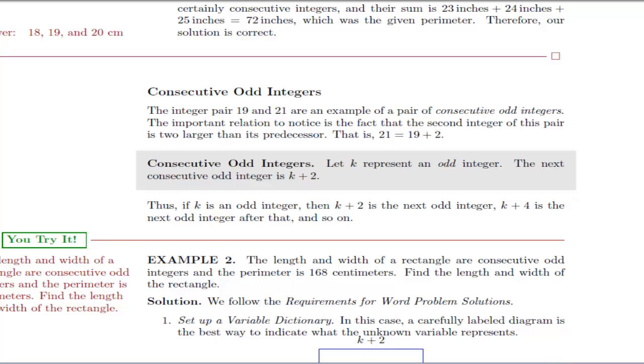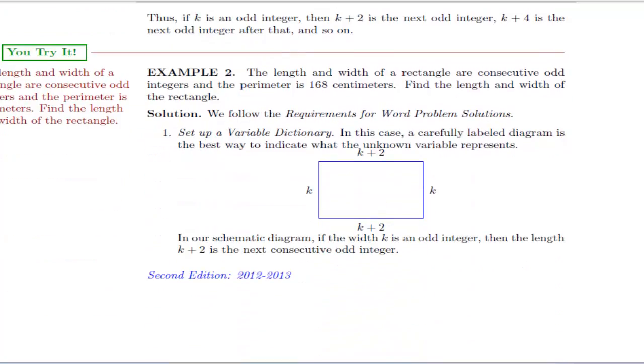Example 2. The length and width of a rectangle are consecutive odd integers, and the perimeter is 168 centimeters. Find the length and width of the rectangle. Solution. We follow the requirements for word problem solutions. 1. Set up a variable dictionary.